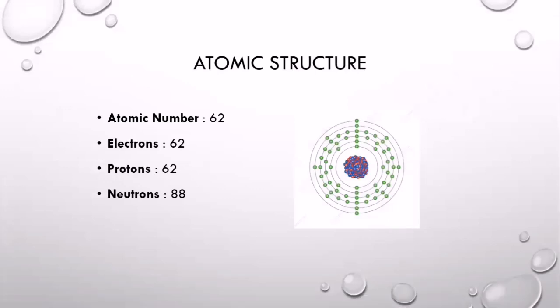Samarium is a big atom. Its atomic number is 62 and atomic mass is 150.36. One atom of samarium contains 62 electrons, which revolve around its nucleus. There are 62 protons and 88 neutrons in the nucleus of its atom.